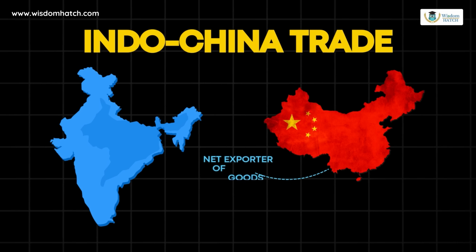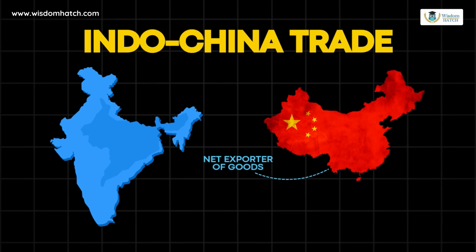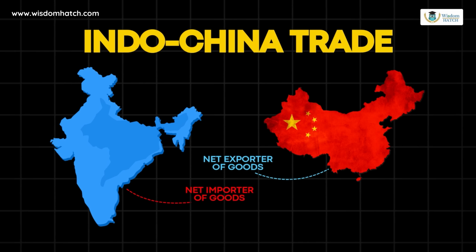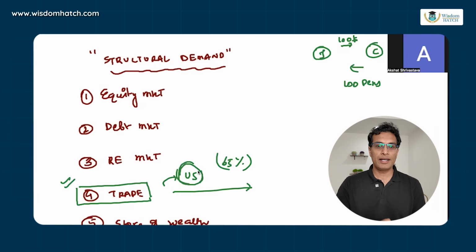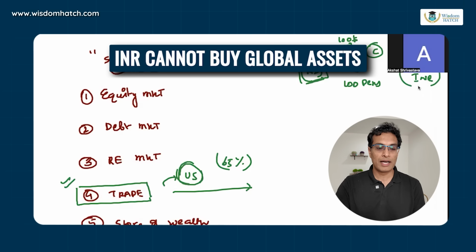But this equation goes for a toss if China is a net exporter of goods to India and India is a net importer of goods. So if we look at the trade equation, given the fact that India is a net importer of goods, this equation goes for a mismatch. So China now holds like 9,000 INR, right? What will it do with that? It can't buy that much of Indian goods.